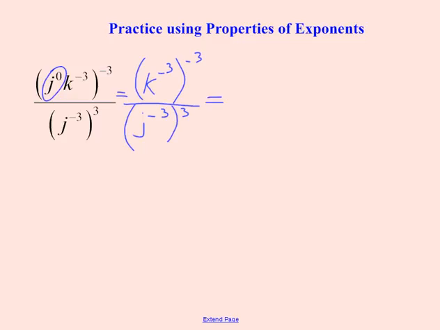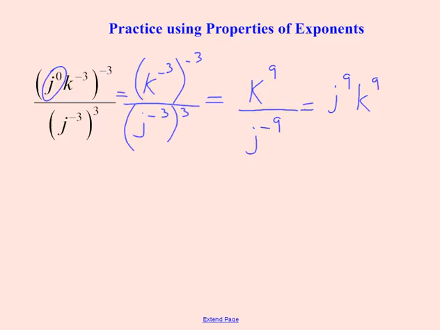So, in the numerator, k to the negative 3rd raised to the negative 3rd. The power rule tells me to multiply the exponents. Negative 3 times negative 3 is positive 9. And that's nice because the negative exponents have gone away. In the denominator, I have j to the negative 3rd raised to the 3rd. That'll give me j to the negative 9th. Now I still do have one negative exponent, and I can get rid of it by moving it from the denominator into the numerator. So I will end up with j to the 9th, k to the 9th.